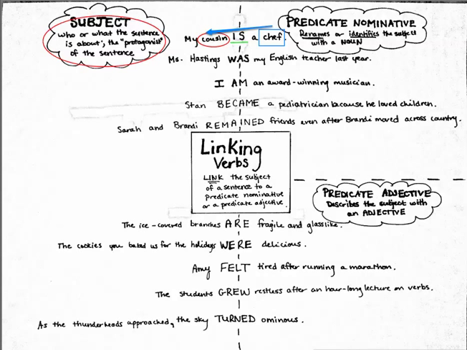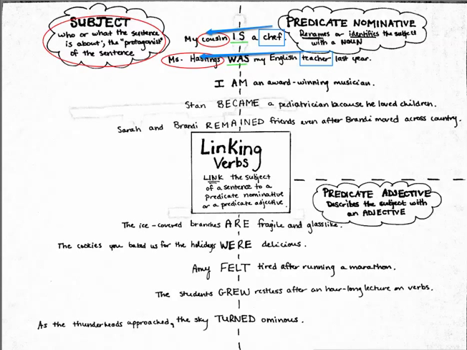The next sentence is going to work the same way. Ms. Hastings is the subject of this sentence. It's who or what the sentence is about. What about Ms. Hastings? She was, linking verb, my English teacher last year. So this sentence links the predicate nominative teacher to the subject, Ms. Hastings.